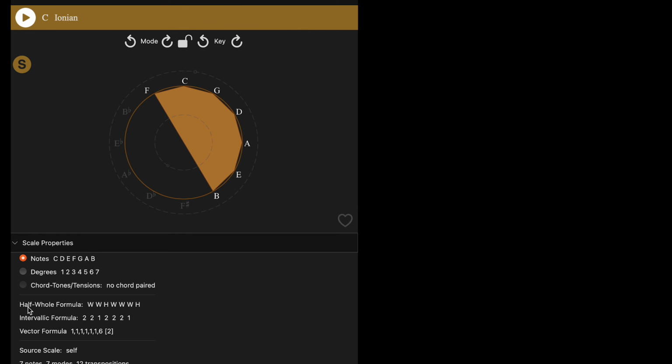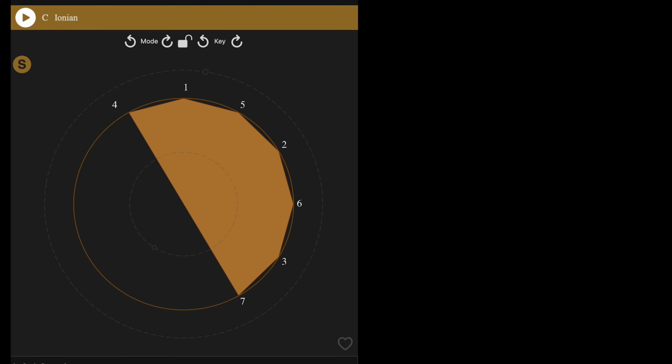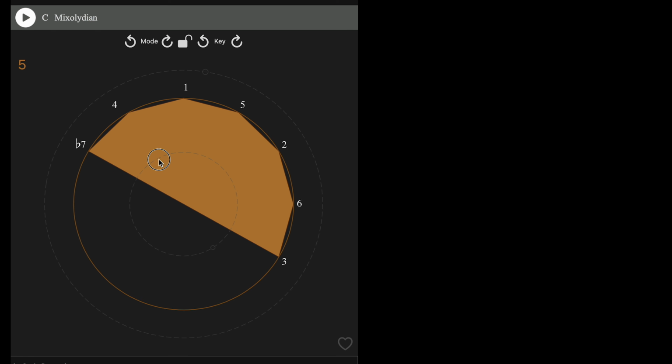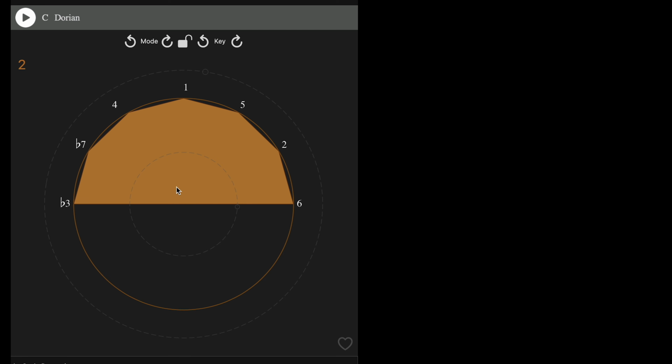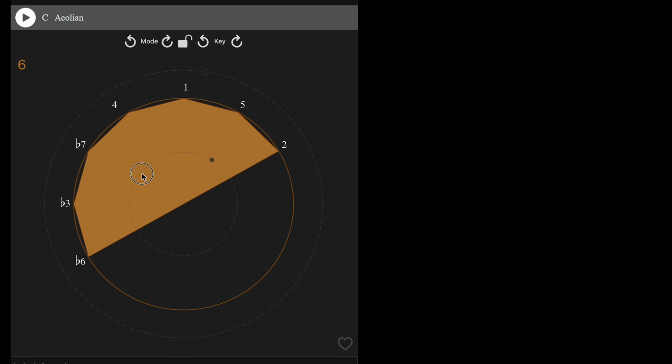For example, if we switch from note names to scale degrees, we can clearly see that Ionian is made out of just all natural or major degrees: 1, 2, 3, 4, 5, 6, and 7. Rotate the graph, and you'll see that Mixolydian has a flat 7, and Dorian has a flat 7 and a flat 3, and so on.